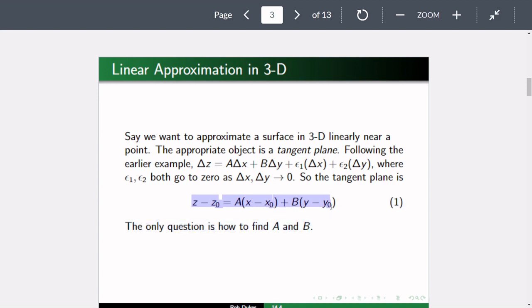z minus z naught equals a(x minus x naught) plus b(y minus y naught). The only question is, what are a and b? And it turns out to be simpler than you might be worried.